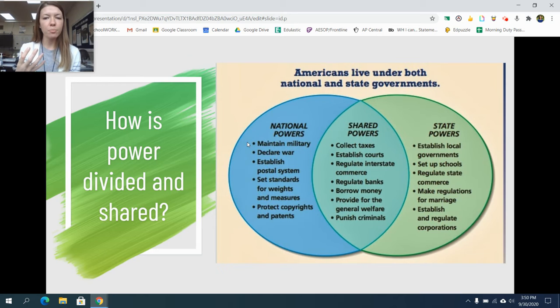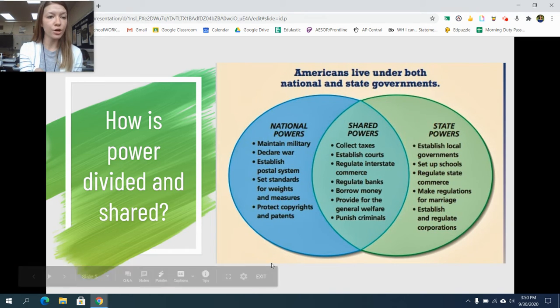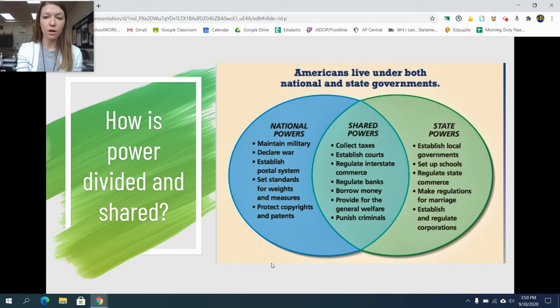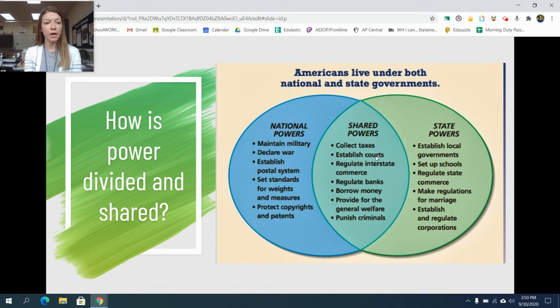Now, when we look at powers under federalism, a really good example or visual that I like to give you guys is a Venn diagram, because we live both under the national and state governments. So when you think about a Venn diagram, you've got the powers or the characteristics on one side that are exclusive to that one, and on the other, and then where the circles overlap, that's what they have in common. So you can think of that like our expressed, reserved, and concurrent powers.